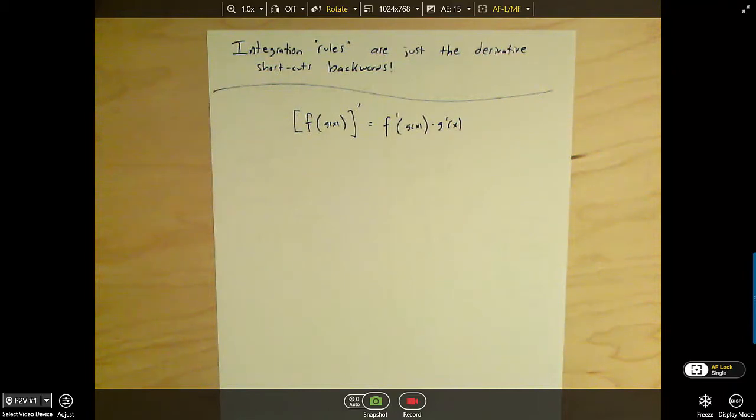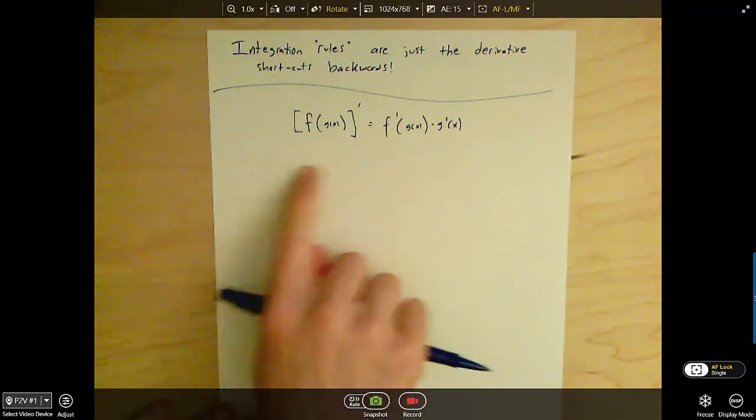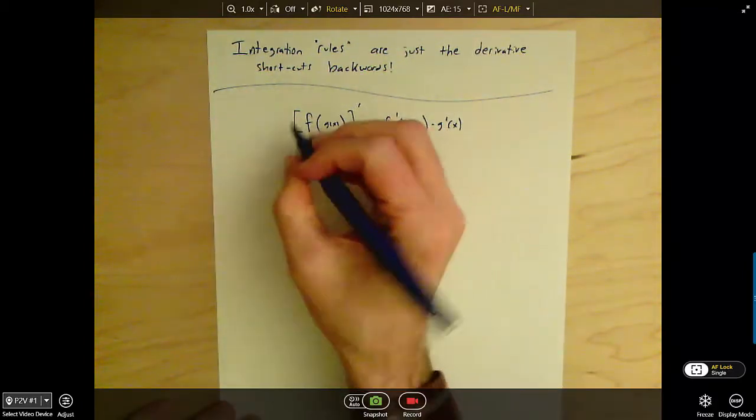So there actually are integration techniques. They have names like u-substitution, integration by parts, that kind of thing. But what those integration techniques are is they're actually just the derivative shortcuts backwards. Here's what I mean by backwards. So here's the chain rule.